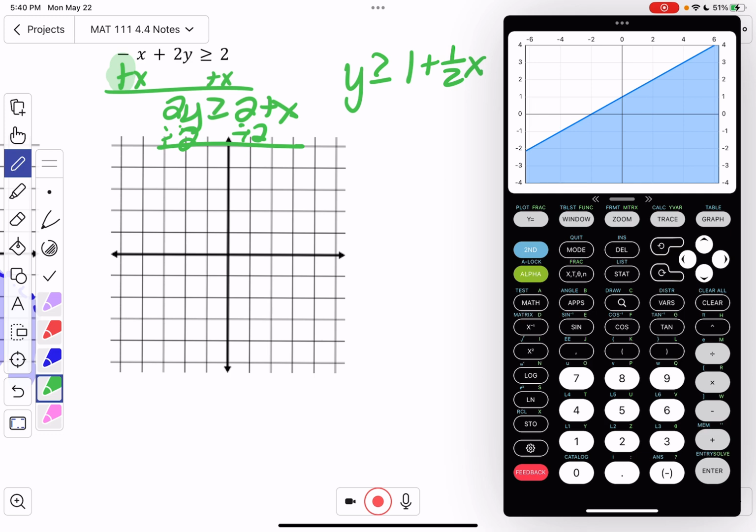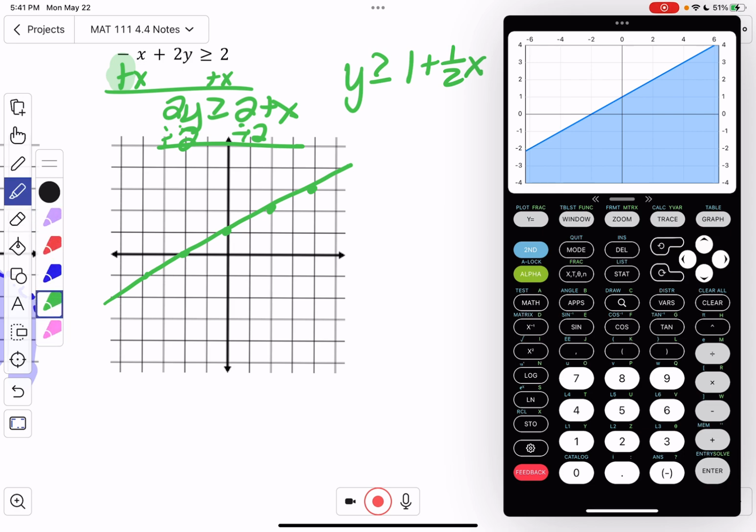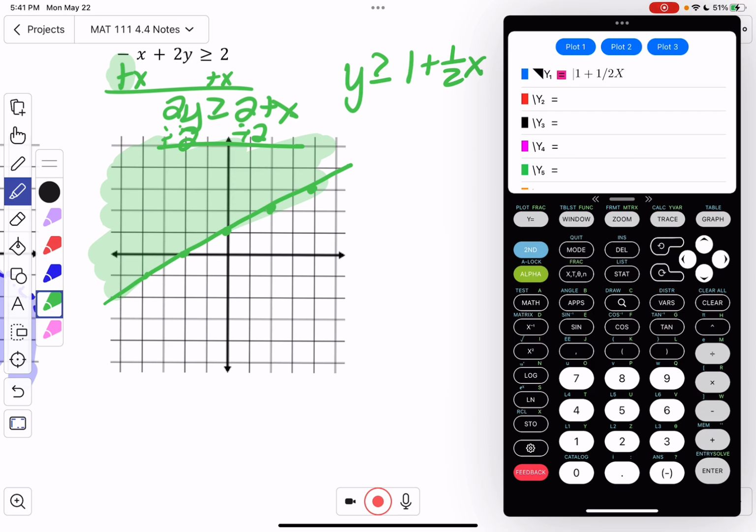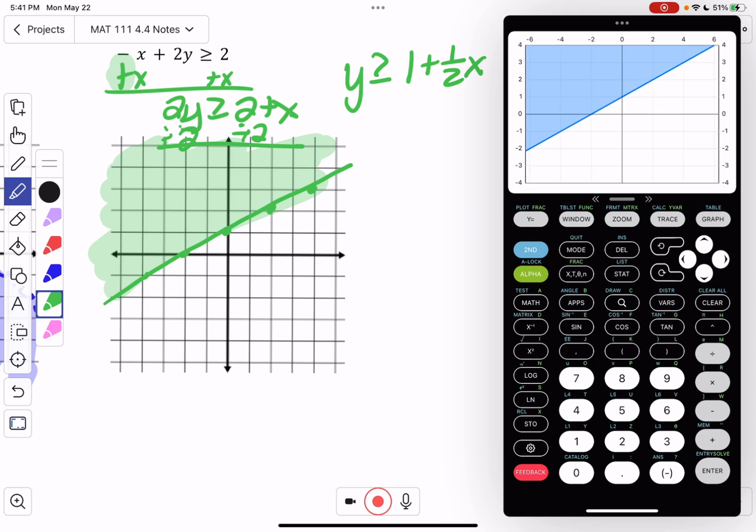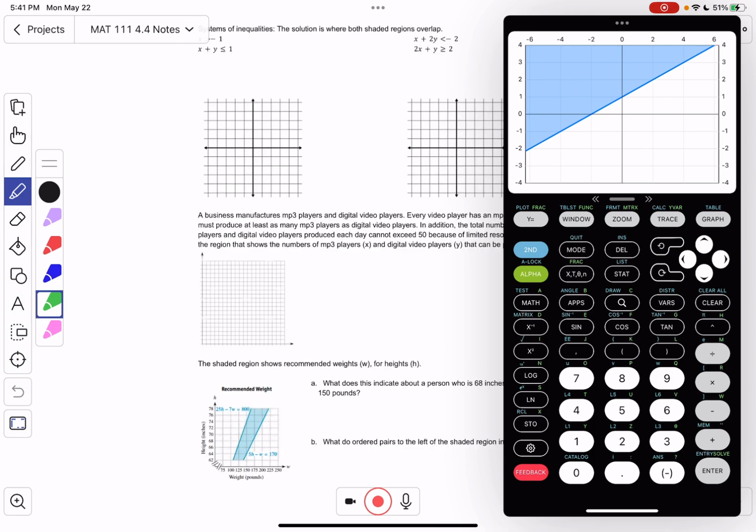Hit graph. So that would be a picture. If I were to do it by hand, I'd go to 1, up 1 over 2, up 1 over 2. It's a solid line, and I shade above. So looking at my graph, something happened. There we go. I don't know why it did it that way the first time, but now I graphed again. So you can also use it to double check yourself and say, hey, it should be shaded above.